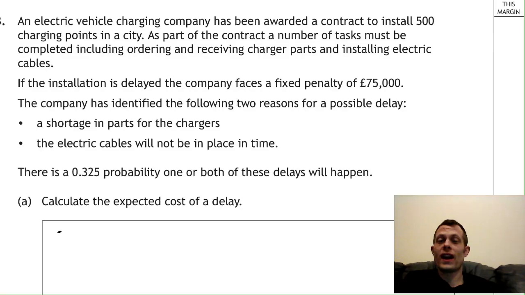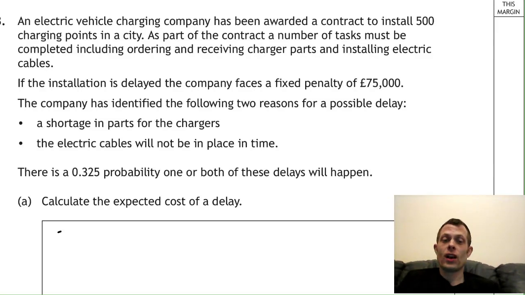Now in question 8 we have a question about expected value and probability, and this was the first time that there was an exam on this topic in SQA Higher Applications of Mathematics, because it was taken out of the assessment in previous years due to COVID modifications.